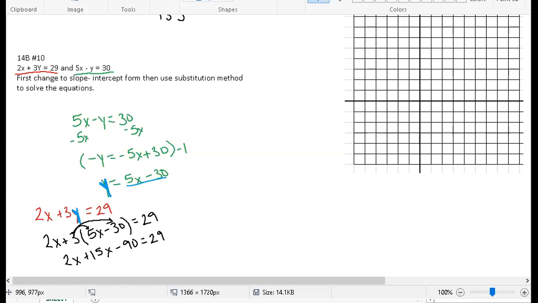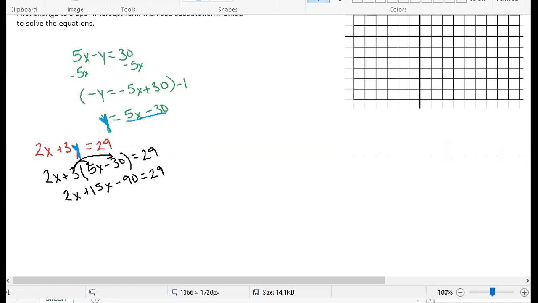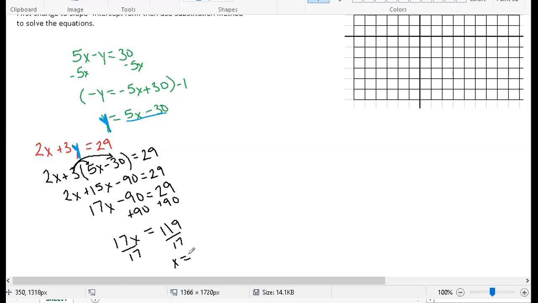We're getting some big ugly numbers here. Okay, so 2x plus 15x is 17x minus 90 equal to 29. I'm going to add 90 to both sides, and I get 17x is equal to 119. Now to get x, I want to divide by 17, and I get x is equal to 119 divided by 17 is a good whole number of 7.